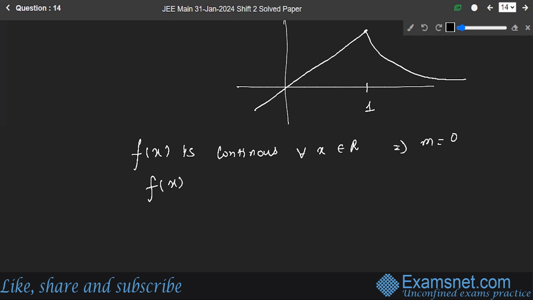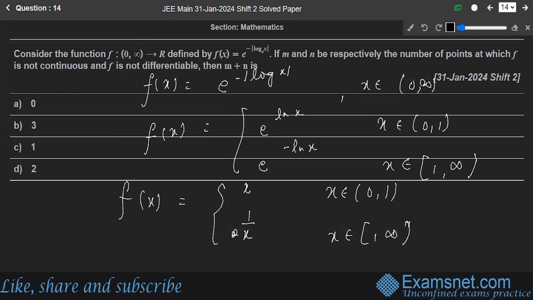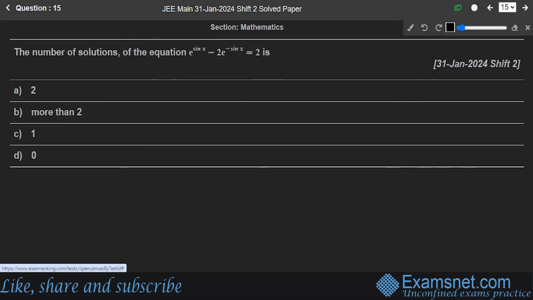And this is not differentiable at x is equal to 1. So this is not differentiable at x is equal to 1, so that makes n equal to 1. This makes m plus n equal to 0 plus 1, that makes 1 the right answer. Option C is the correct one. Hope you are clear with this. Let's move to the next question, number 15.